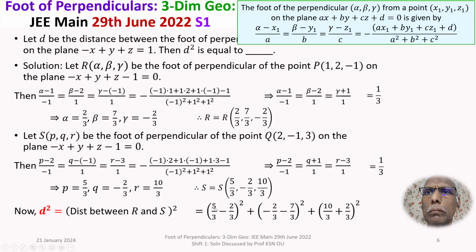When you take 5 by 3 minus 2 by 3, it is 1 square. -2 by 3 minus 7 by 3 is minus 9 by 3, that is -3 whole square, that is 3 square. 10 by 3 plus 2 by 3 is 12 by 3, that is 4 square. So you get 1 plus 3 square is 9, plus 4 square is 16. The sum is 26. So thus we got the D square, which is what is asked in the question. The D square value is 26. So the answer to this question is 26.